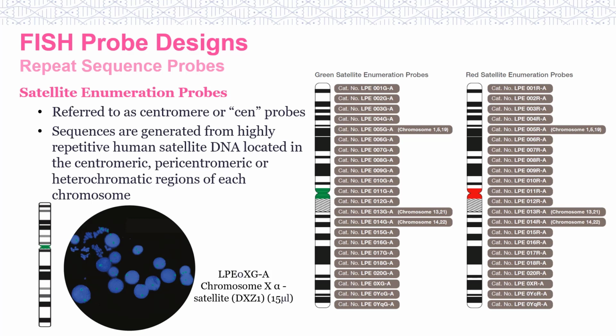OGT offers CytoCell satellite enumeration probes in a concentrated 15 microliter format in either red or green fluorophores, as seen here on the right. Or we also have some available in a blue fluorophore, which can be found on our website.